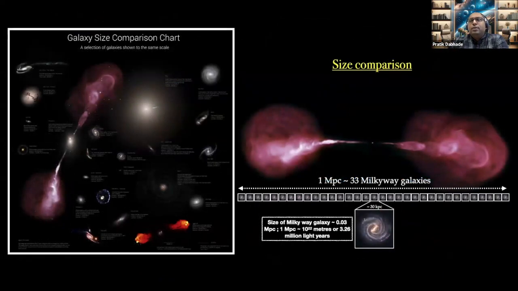Just to give you another example, 1 megaparsec is actually more than 30 Milky Way galaxies. So you understand the sheer size of these sources is not normal. They are extremely large, very abnormal, and you can see how they fare with other famous galaxies and radio galaxies.